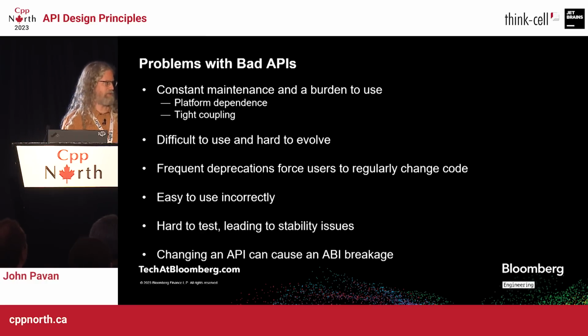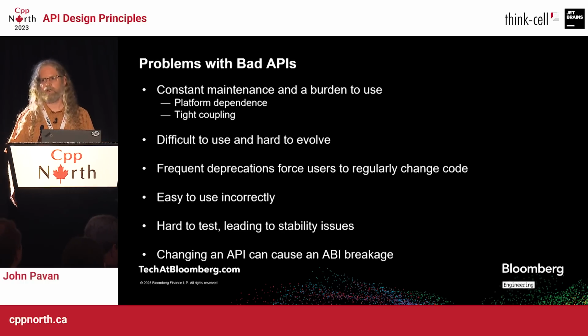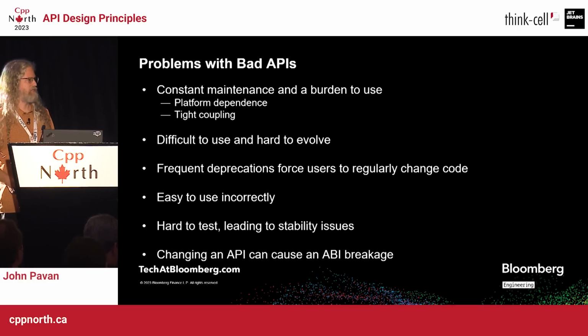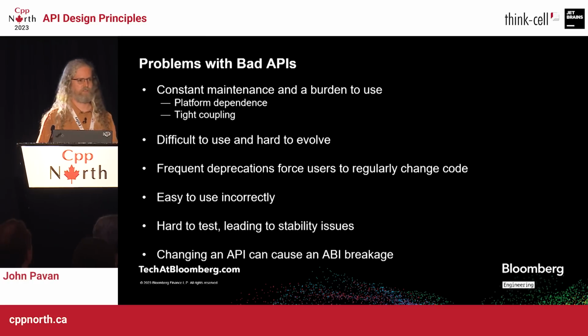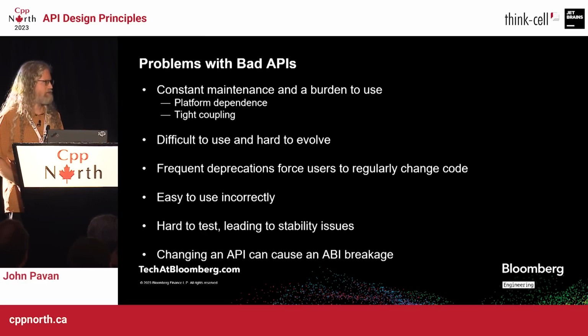Bad API is also typically very hard to test. This leads to stability issues. Even if you're able to get something right initially, if you don't have any sort of testing there, or the tests are difficult, or maybe only test the happy path, you can end up with interesting regressions.